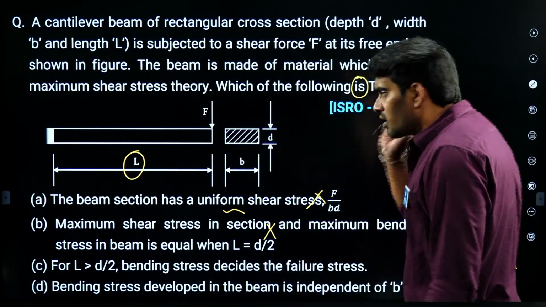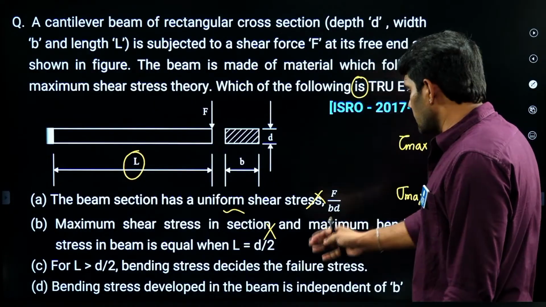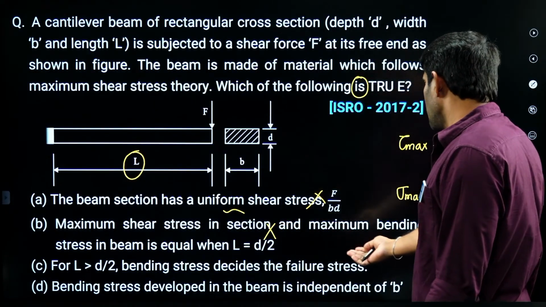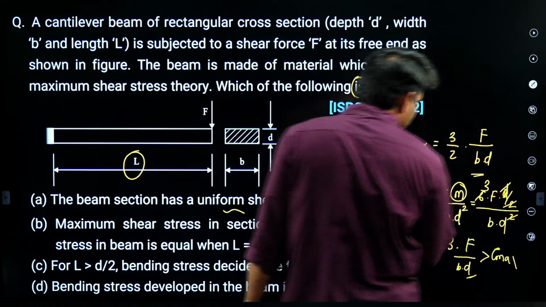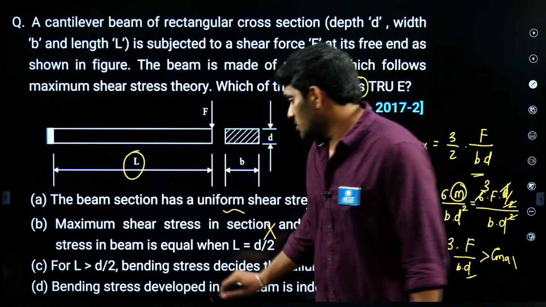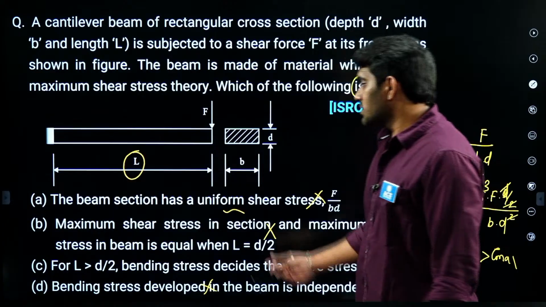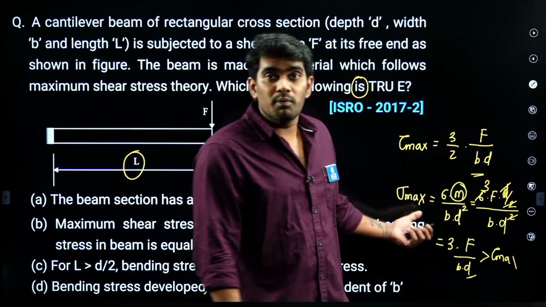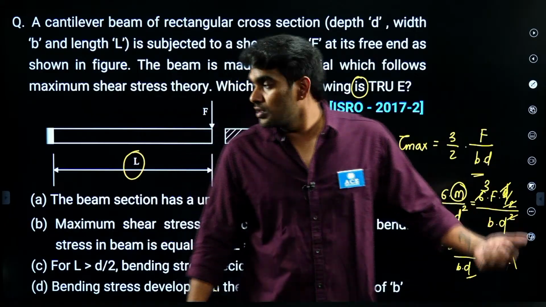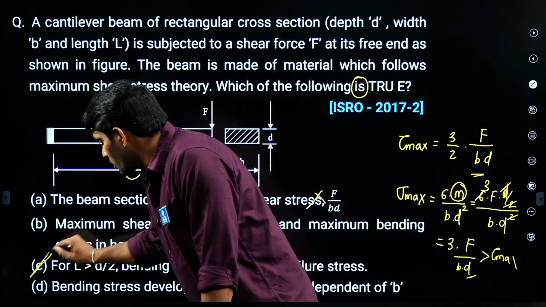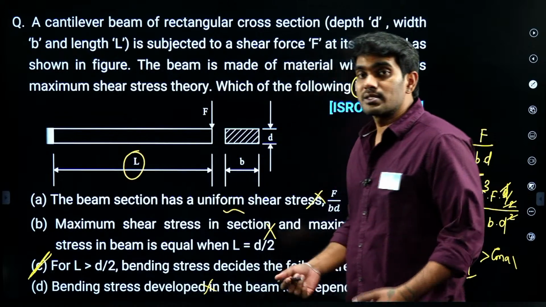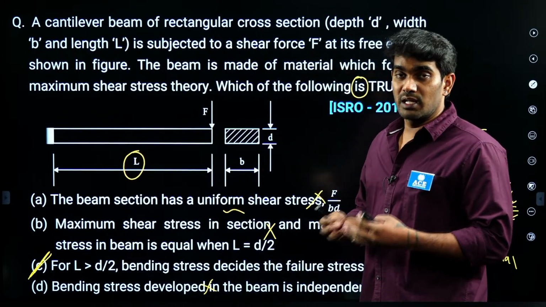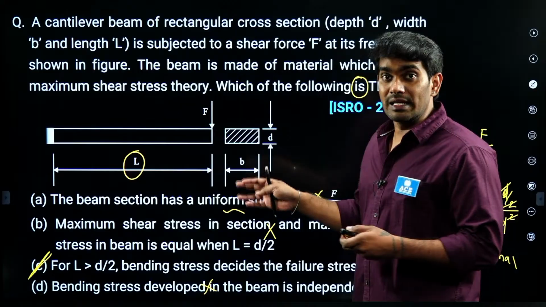Option C, for L greater than D by 2, we'll come to that later: the bending stress developed in the beam is independent of B. Bending stress is dependent on B, right? Which means this is also wrong. When L is more than D by 2, we have noticed already that normal stress becomes dominant. As bending normal stress becomes dominant, we are designing for bending normal stress when length is greater than D by 2.